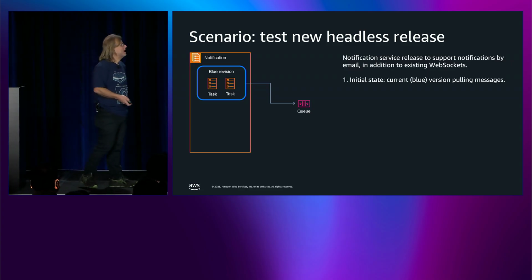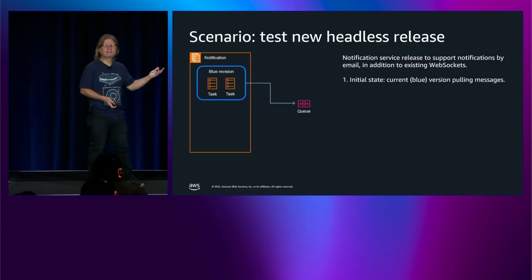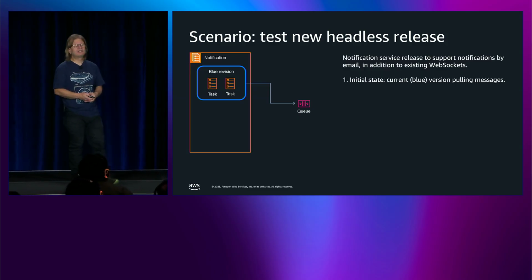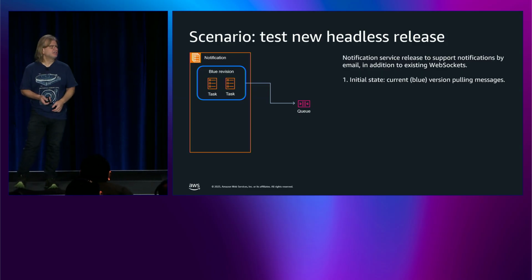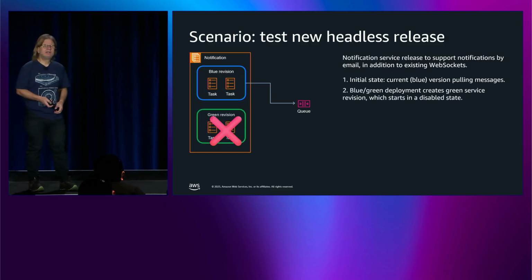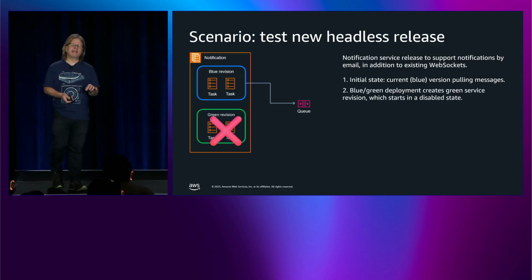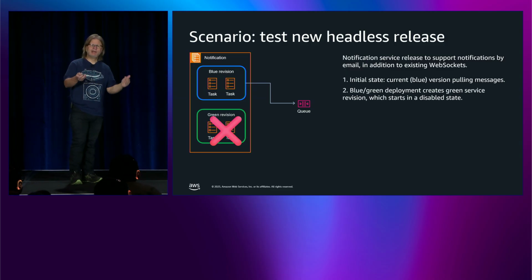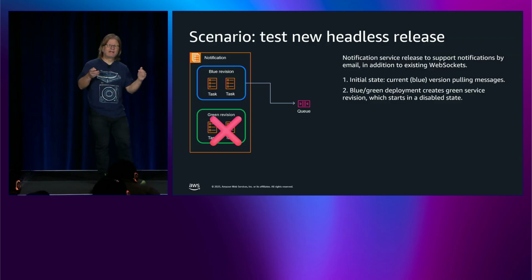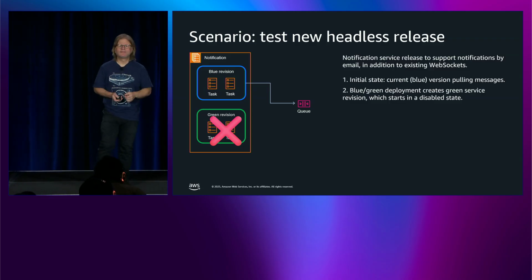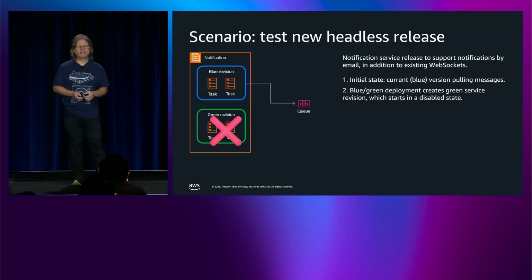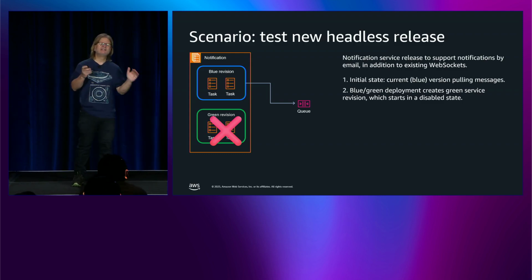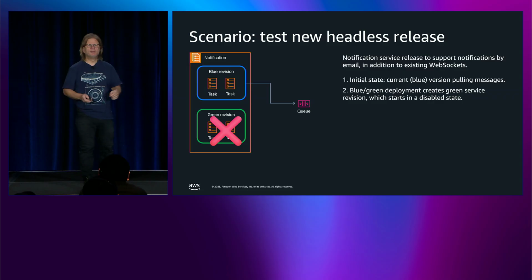So in the initial state, they have the existing blue revision pulling messages off the queue and processing those messages. They now deploy a new version. When they deploy the new version, they deploy it in a deactivated state. So the tasks are created, but there's some parameter, perhaps in Parameter Store, for example, which is controlling whether or not this thing should pull things off the queue. So it starts in a deactivated state saying, don't pull messages off the queue.